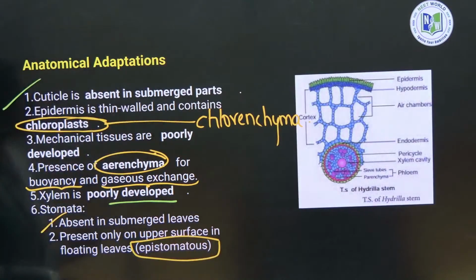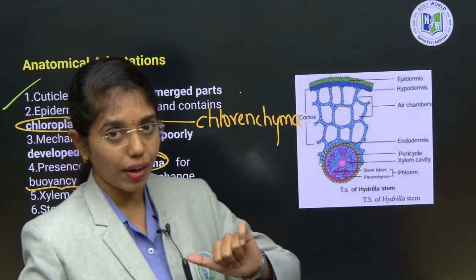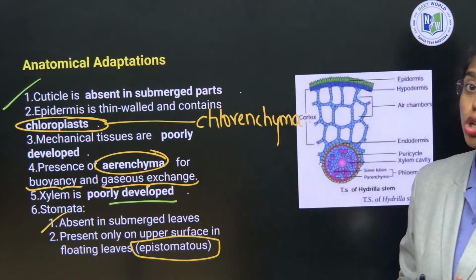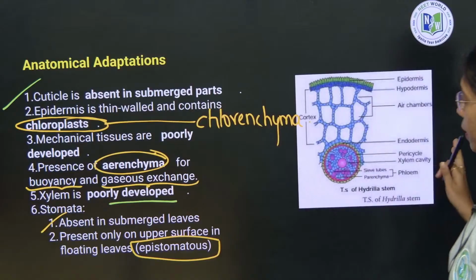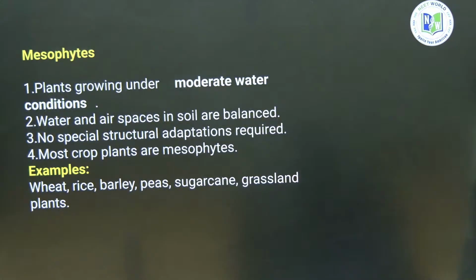Remember these 2 points. Stomata are present on the upper surface of the floating leaves in hydrophytes, which is epistomatous in hydrophytes, and hypostomatous in xerophytes. Remember that: epistomatous in hydrophytes and hypostomatous in xerophytes.